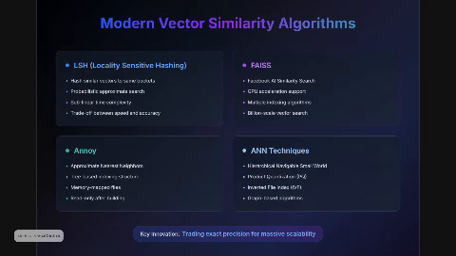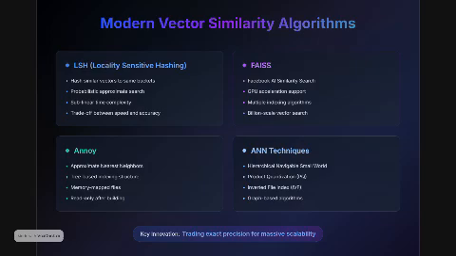FAISS, developed by Facebook AI, provides GPU acceleration for extremely fast searches. So this is Facebook AI Similarity Search: GPU acceleration support, multiple indexing algorithms, billion-scale vector search.